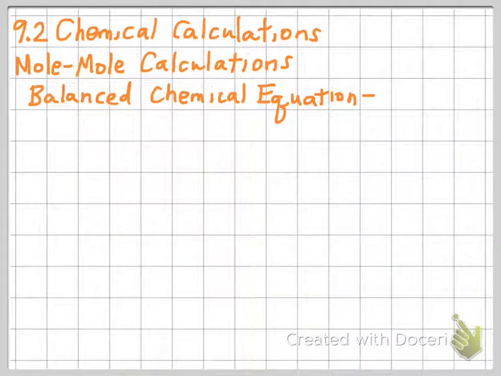So we're going to use dimensional analysis as we do these stoichiometry problems. We're going to start by talking about some chemical calculations, and specifically we're going to focus today on mole-mole calculations. To do mole-mole calculations or any calculations that involve stoichiometry, you have to have a balanced chemical equation. A balanced chemical equation, and we kind of looked at that already, provides lots of information.